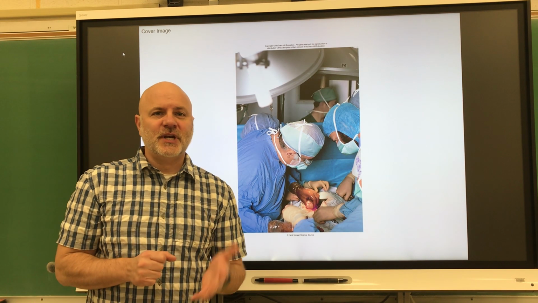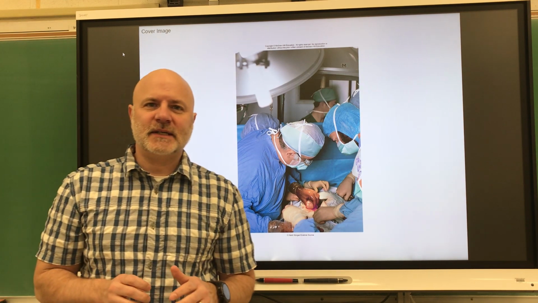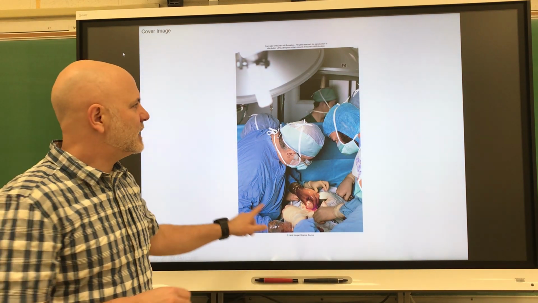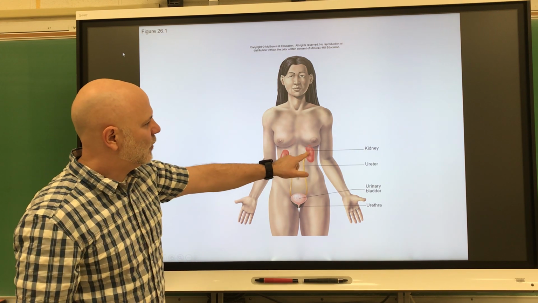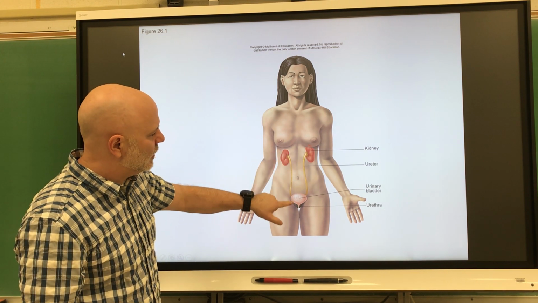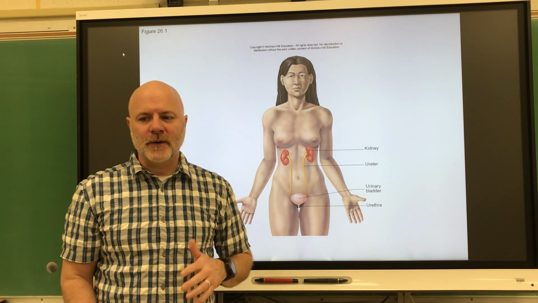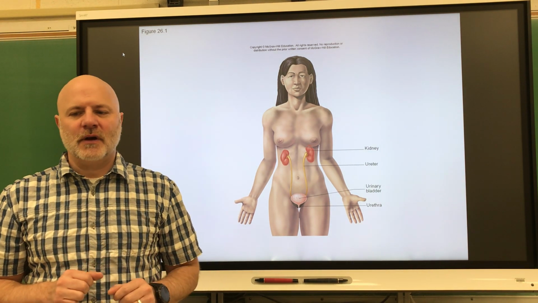All right, let's start chapter 26. Chapter 26 deals with the urinary system. So this is looking at the entire urinary system, which comprises the kidneys, the ureter, urinary bladder, and urethra. So let's look at the functions of the urinary system.